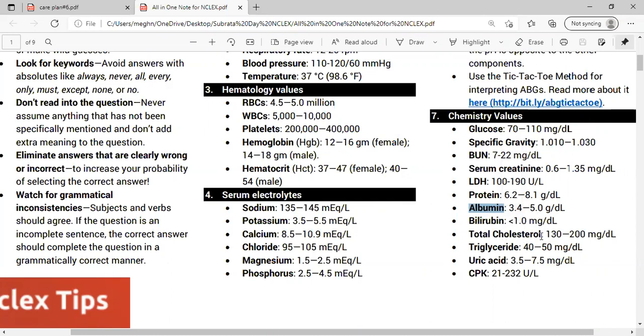Total cholesterol 130 to 200, triglyceride 40 to 150 milligrams per dl, and uric acid level 3.5 to 7.5 milligrams per dl. And CPK, creatine phosphokinase, is 21 to 232. You see, what a big range.